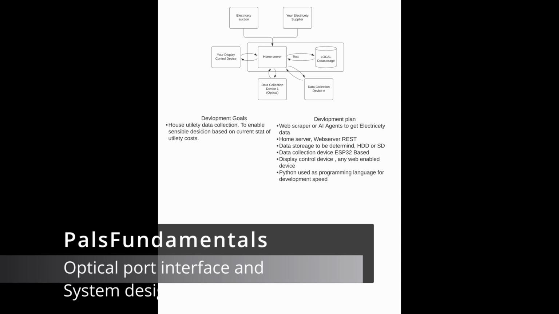So the development plan is web scraping, building the home server, having a data storage, having a data collection device like the one we have already built, and having a display device, for example, your phone or television. And we are going to use Python as a programming language to ease the speed of our development. Next video is going to be about getting the data.